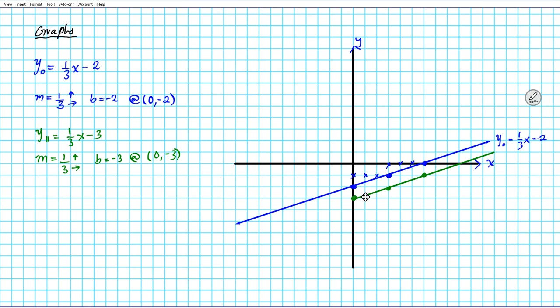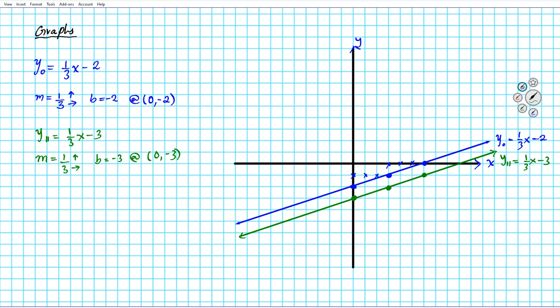So if you think about it, what are parallel lines? Parallel lines are basically lines on the same plane that have the same slope. Okay, they have exactly the same slope. And if you take a look at these 2 lines, you can clearly see that they're parallel lines. They don't intersect, and they have the same slope, namely 1/3. All right, so this one that we just drew is y parallel, which is 1/3 x minus 3.